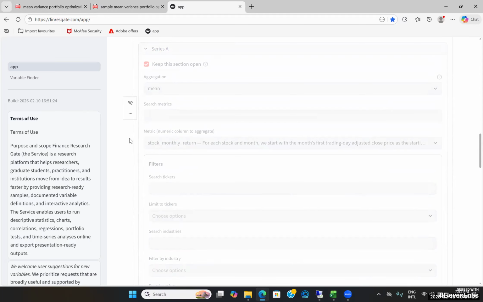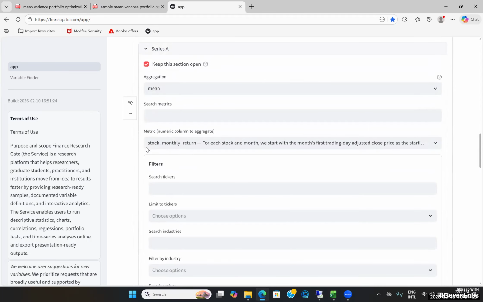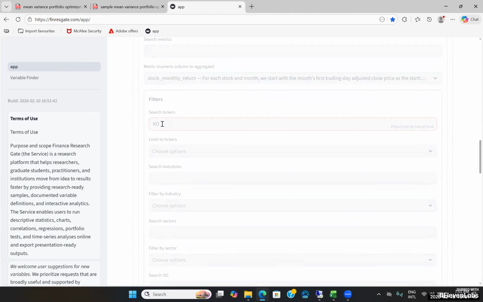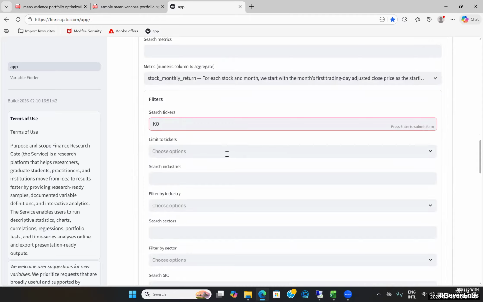And once we have successfully selected the appropriate variable, then we can proceed to choose the specific firms that we wish to include. For this demonstration, allow me to select just one single firm from the entire Series A. I'm going to search for a specific entity, like Coca-Cola. Its official stock market ticker symbol is KO. So, once I've typed the ticker, I'll press enter, and then give it a few seconds to load.